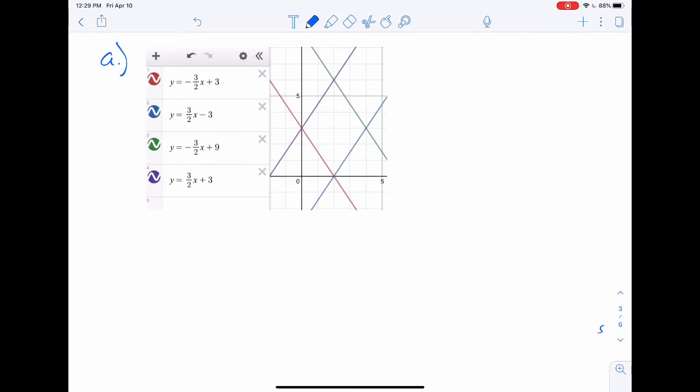Here we have the quadrilateral formed by the 4 lines given in problem A. What type of quadrilateral is this? It appears to be a rhombus. But how could we be sure? Well, we would have to prove the definition of a rhombus, which is a quadrilateral with 4 congruent sides. So are those 4 sides congruent? They look like they are, but we can't just base it on what it looks like. We have to prove it.